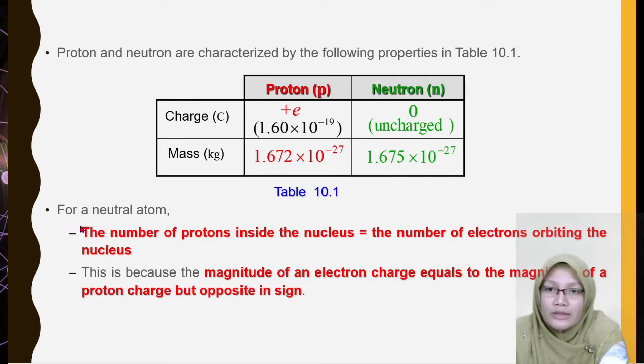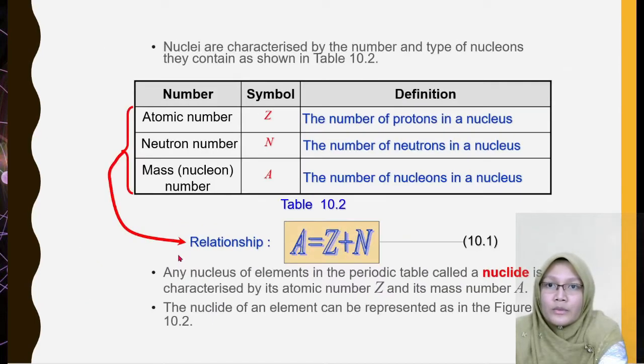For a neutral atom, the number of protons inside the nucleus is equal to the number of electrons orbiting the nucleus. This is because the magnitude of the electron charge is equal to the magnitude of the proton charge but opposite in direction. The proton charge is positive 1.6 times 10 to the power negative 19, but the electron is negative 1.6 times 10 to the power negative 19. That's why when they are equal, it becomes a neutral atom.